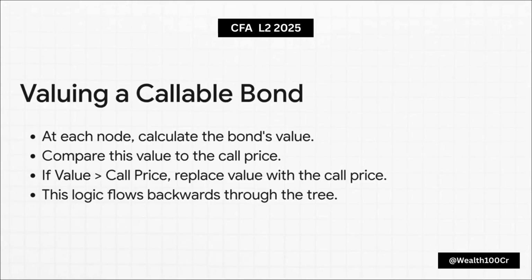So how do we actually value this on our tree? It's the same backward process, but with one simple extra step at every single point. First, you calculate the bond's value just like before. But then you check, is that value higher than the price the issuer can call it at? If the answer is yes, then you know the issuer would call it, so you have to replace your calculated value with the call price. That simple check and replace rule gets applied all the way back through the tree and perfectly captures the option's value.